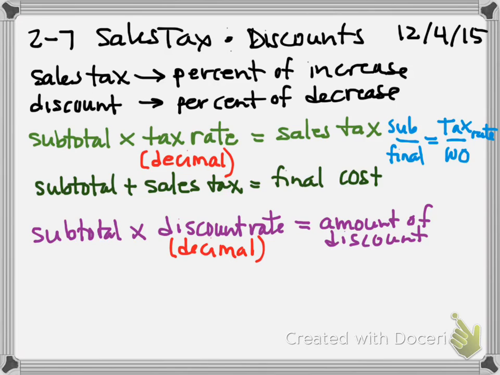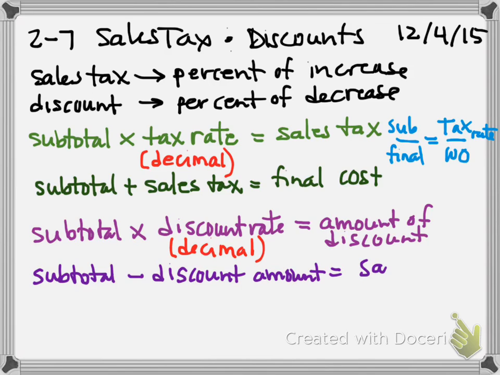Okay. So then you take your subtotal and you subtract the discount amount. And that equals your sales price, or sale price. Now, most of the time, that's not where the story ends, because you then have to add tax onto that, okay? But again, that's how you get your sales price.